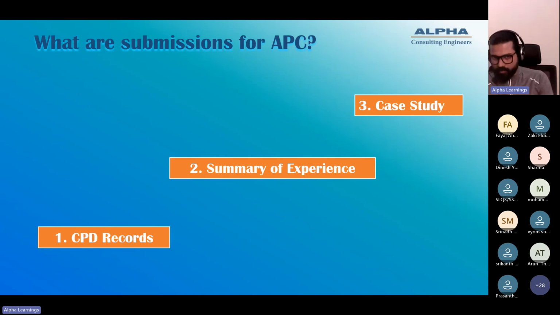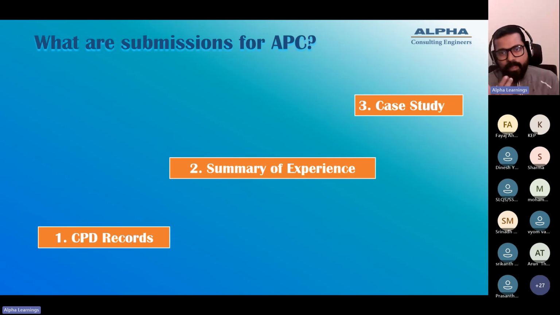Then summary of experience. Summary of experience is your write-up on the competencies that we have discussed in the last slide. So summary of experience is a written document on the competencies, like what is your knowledge of the competencies, what you have done in those competencies, and in level 3 competencies, what you have advised. So understand that level 1, level 2, and level 3.